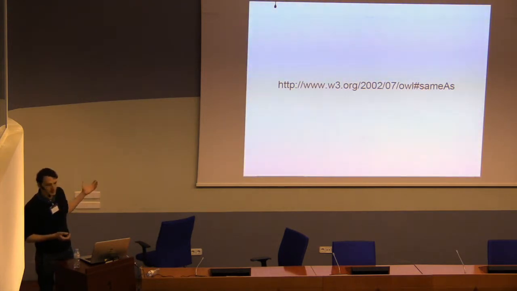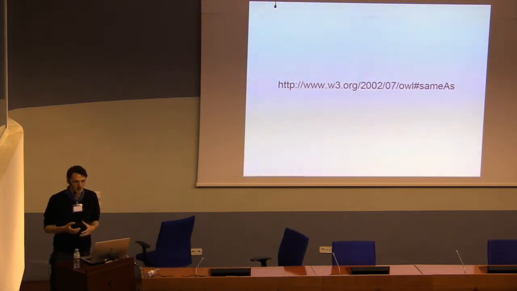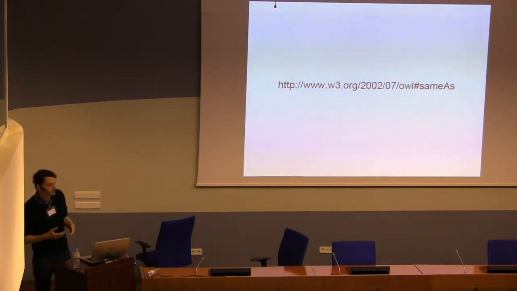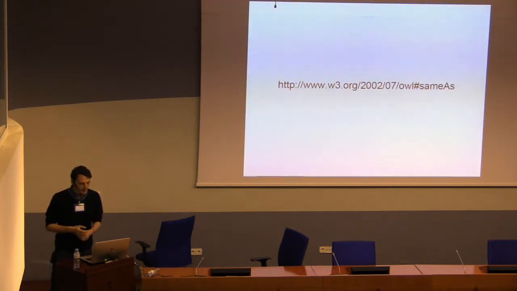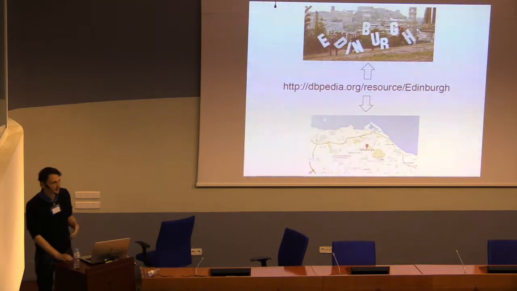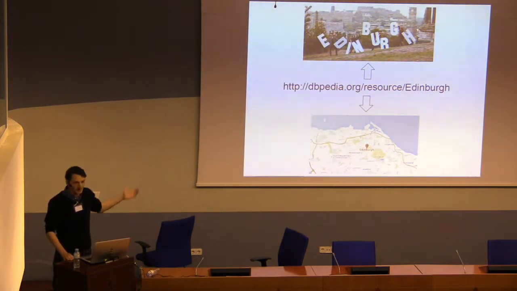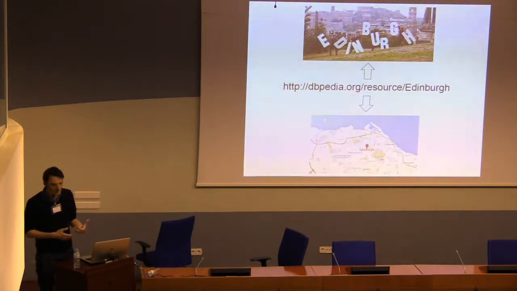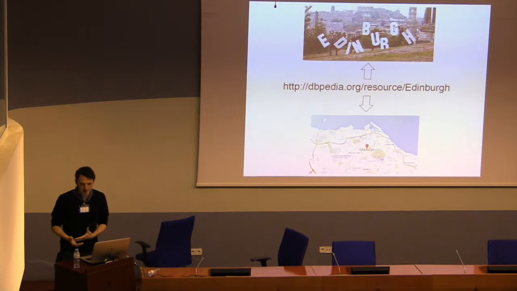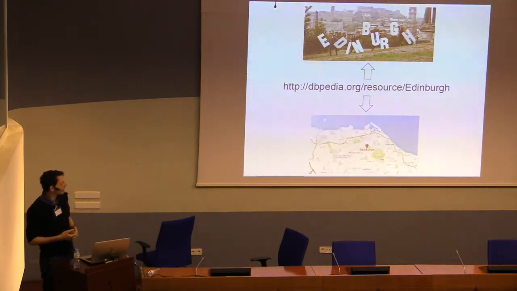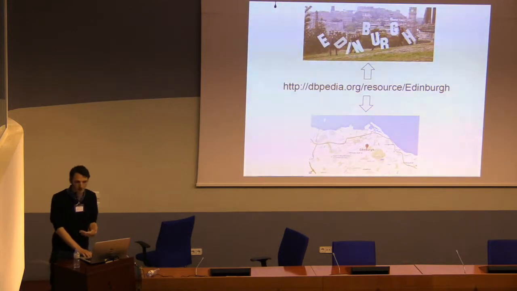So, for example, there has been work showing that same as has been abused, let's say, in the sense not used according to the original meaning. And Emilius yesterday was mentioning also this. So, for example, the URI for Edinburgh can be asserted to be equal to maybe a picture of Edinburgh, or the location where it is on a map. Well, clearly these are similar things, but not exactly the same. So Edinburgh is not a picture, or this picture does not have a population of 500,000. These are all wrong inferences that come up because this relation is used in the wrong way.